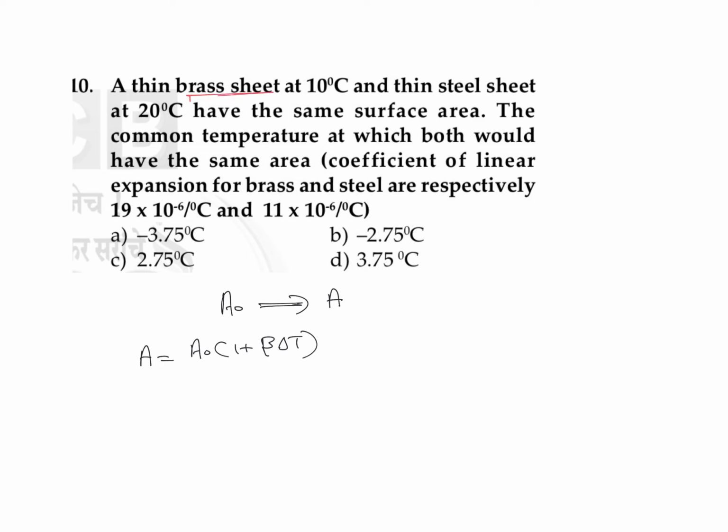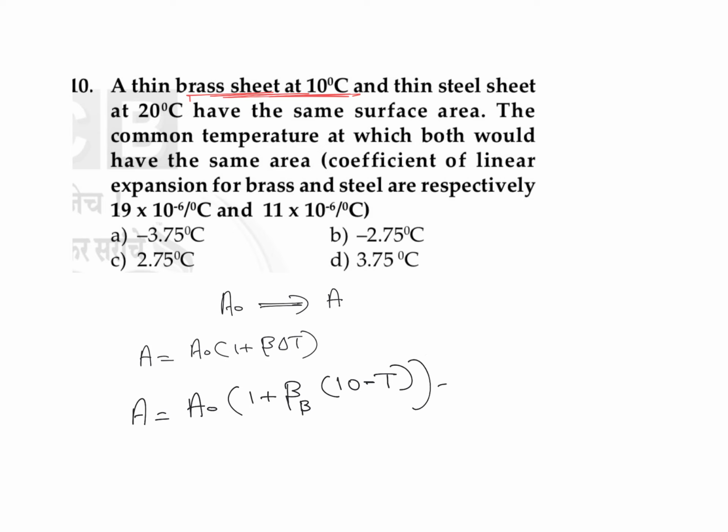So for brass, we can write that the area at 10 degrees Celsius is equal to the area at some temperature. We don't know that temperature, so just assume it is T. So we can write this as A naught into 1 plus beta of brass into delta T, where delta T is the change in temperature. From the options we get an idea that the temperature is less than 10, so the difference in temperature is T minus 10. If we write T minus 10, we'll get a negative value.